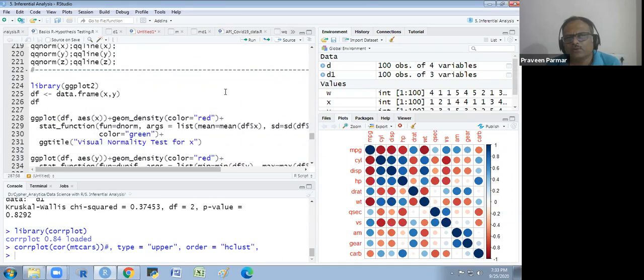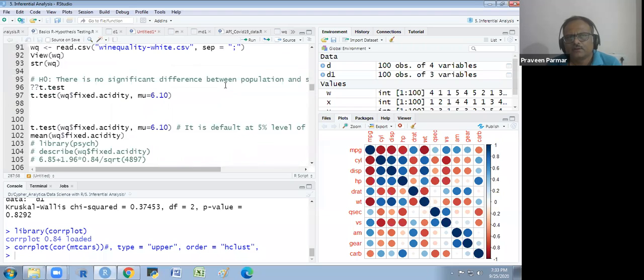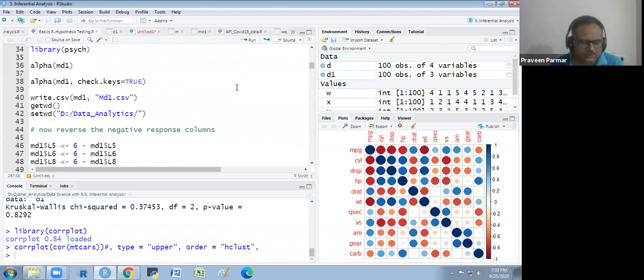So this was all about the inference analysis we have studied. We have studied the t-test and z-test, the two-sample t-test, and paired and unpaired both. And the chi-square test, where we studied the test of independence and the goodness of fit. And today we have seen the Wilcox test, and finally the Kruskal-Wallis test. So I will share this script and you could run it and see.